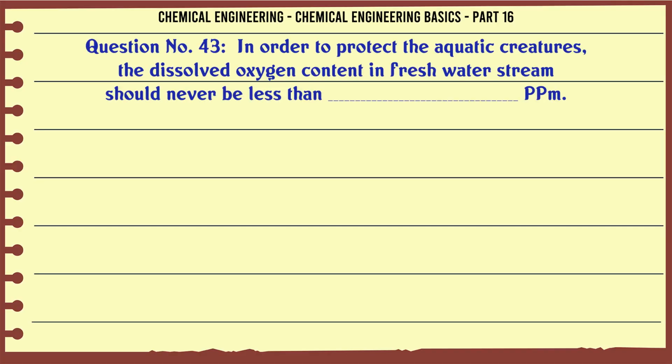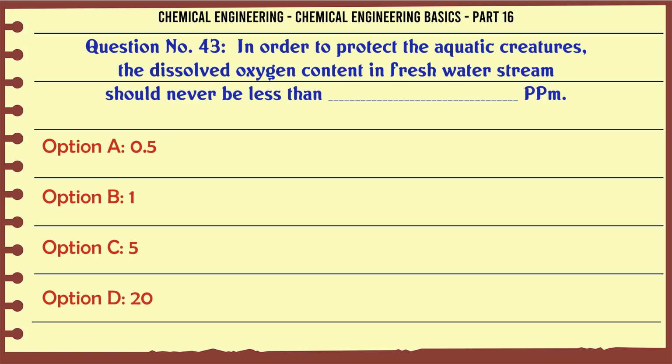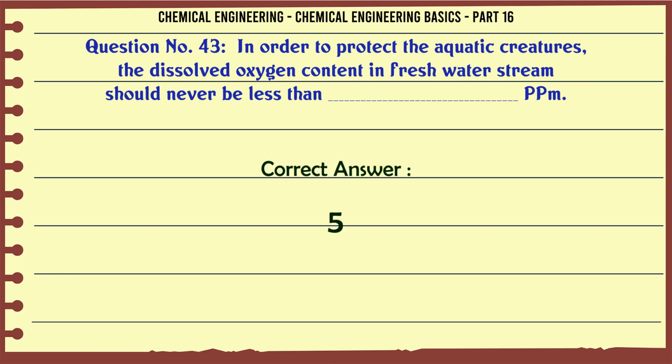In order to protect the aquatic creatures, the dissolved oxygen content in freshwater stream should never be less than blank ppm. A, 0.5, B, 1, C, 5, D, 20. The correct answer is 5.